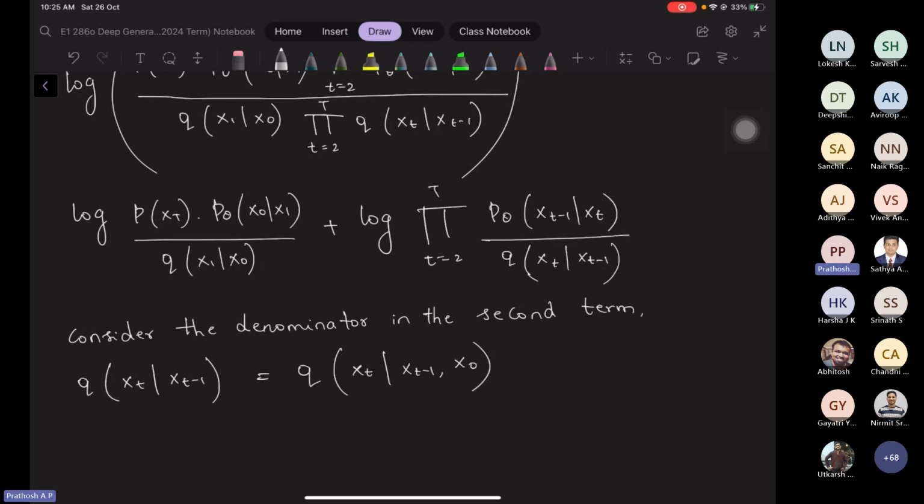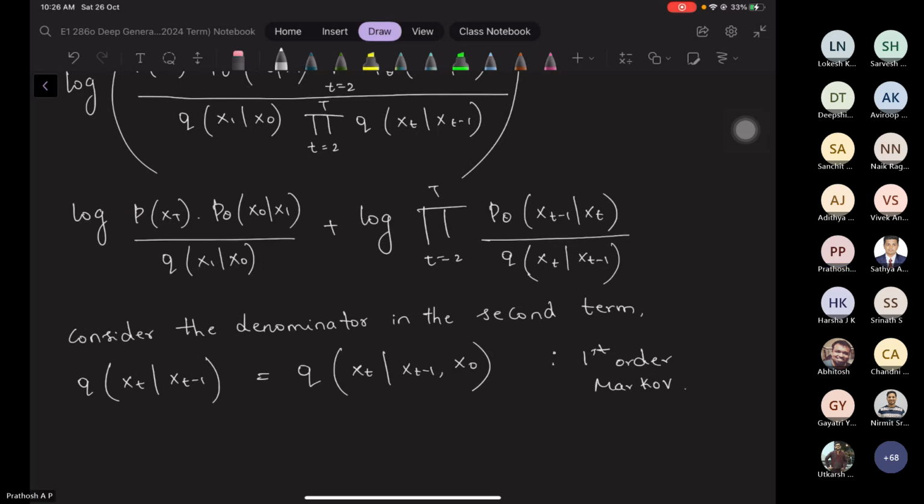Please observe this carefully. This is one non-trivial step. Can we write q of xt given xt minus 1 as q of xt given xt minus 1 and x naught? Are these the same? Why? This is because of the first order Markov property. If you condition it with anything else than the previous state, it is exactly the same.